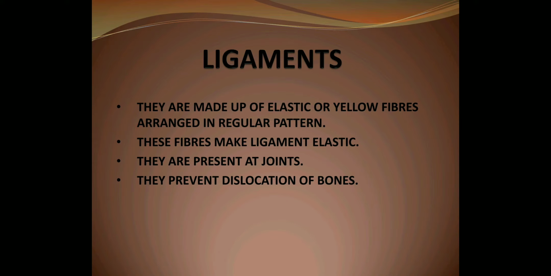Now, ligaments. If you see ligaments, they are made up of elastic fibers, or you can say yellow fibers. They are arranged in a regular pattern. As these are elastic fibers, these fibers make the ligament elastic in nature, and they are normally present at joints. You will find bone to bone connection is called a ligament, and the main function of a ligament is to prevent dislocation of bones.